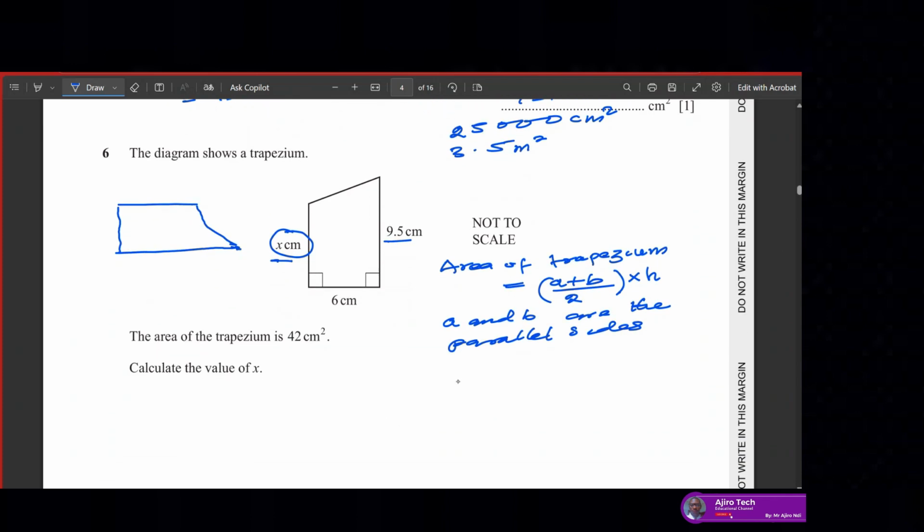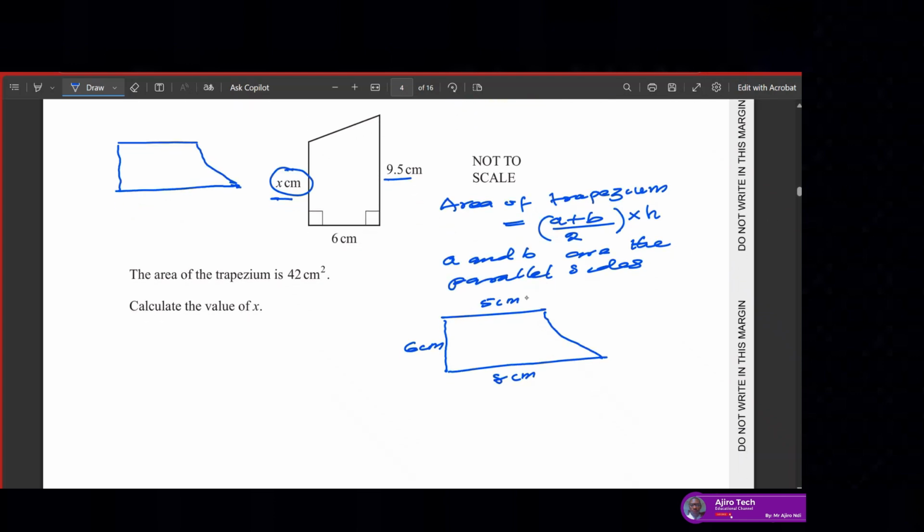Let's take one or two questions here before we look at this one. Let's say we have a trapezium, and we have 5 centimeters here, 8 centimeters here, and the height is 6 centimeters. So A is 5, B is 8, and H is 6. Let's apply that to the formula. So we have 5 plus what? What is B?